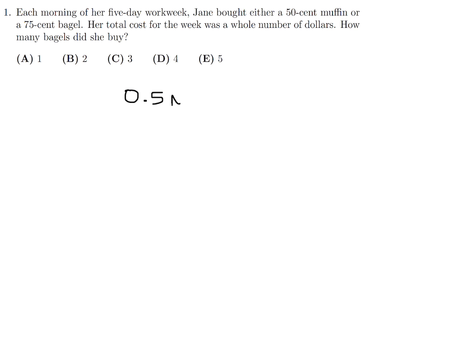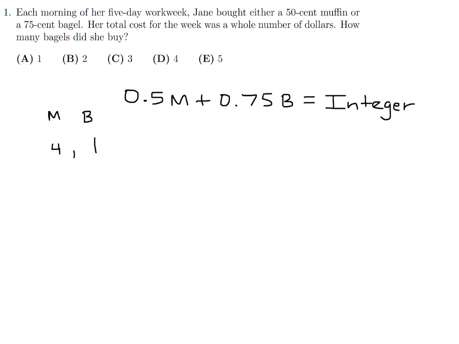0.5 M for muffin plus 0.75 B for bagel is the total cost, and that has to be some integer. So let's go through the scenarios. Each day she buys either a muffin or a bagel, so we can't have 0 for either M or B. So let's start with 1 for B. And if B is 1, then M must be 4, right? Because she has to buy one or the other for the total work week.